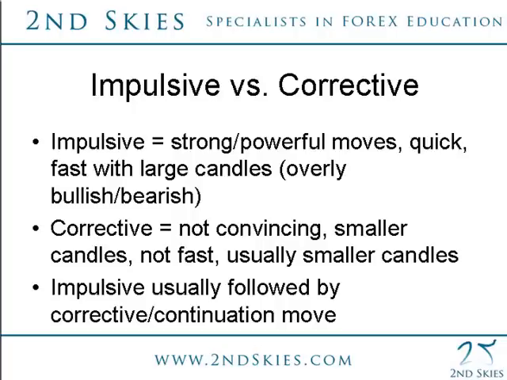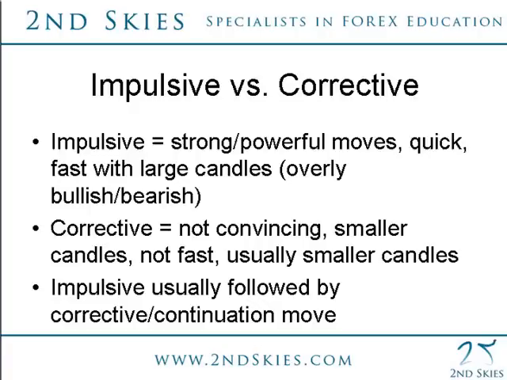Corrective is when it's not as convincing a move. They're smaller candles, they're not fast by any means, it's not a fast moving market, and they're usually smaller than everything else across the board. Whatever the normal candles are, they're generally a lot smaller, suggesting that the volume or order flow is not really behind it. Impulsive moves generally are followed by corrective continuation moves, which usually signal that the market is going to continue in that direction. Unless we see some sort of difference in the price action, we usually see a continuation in the same direction.